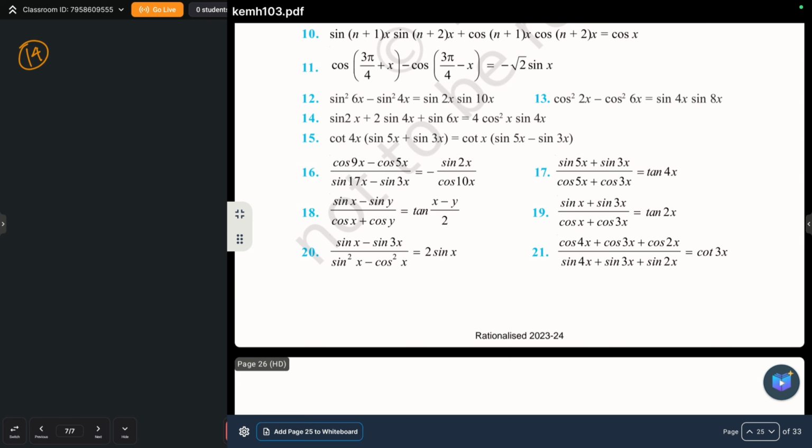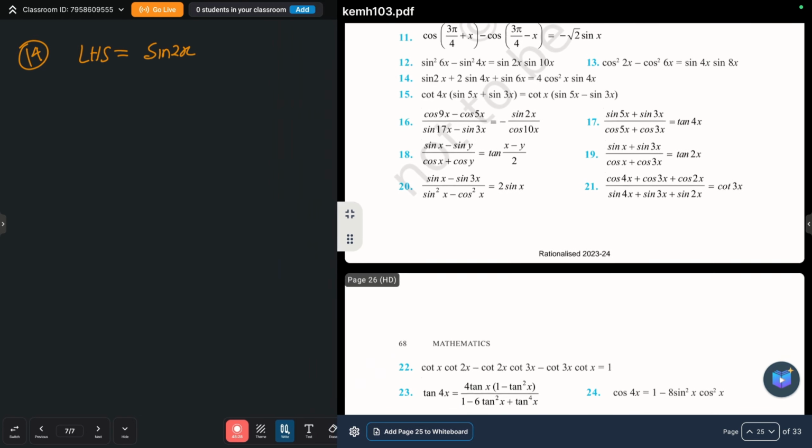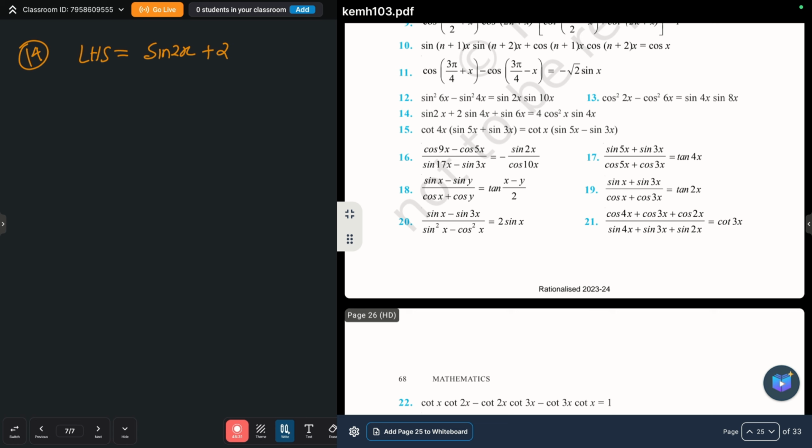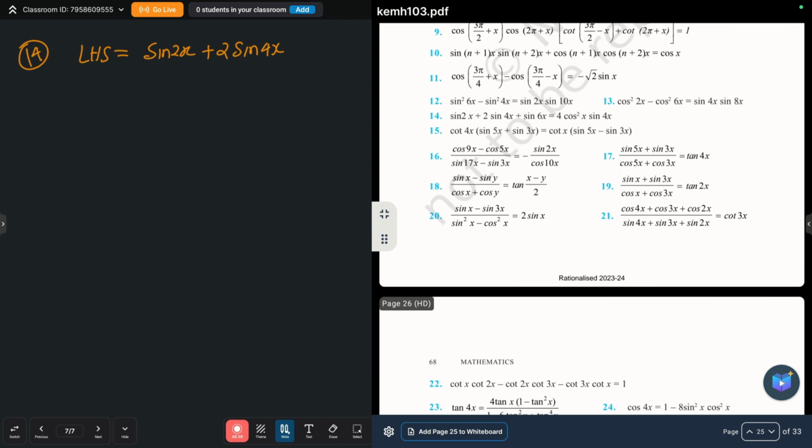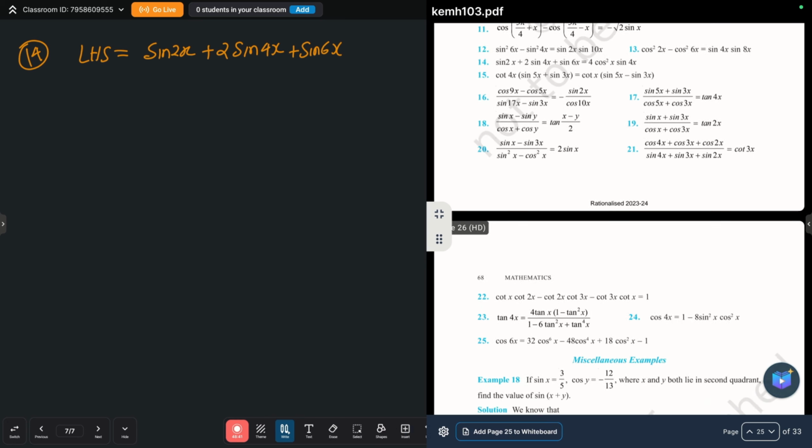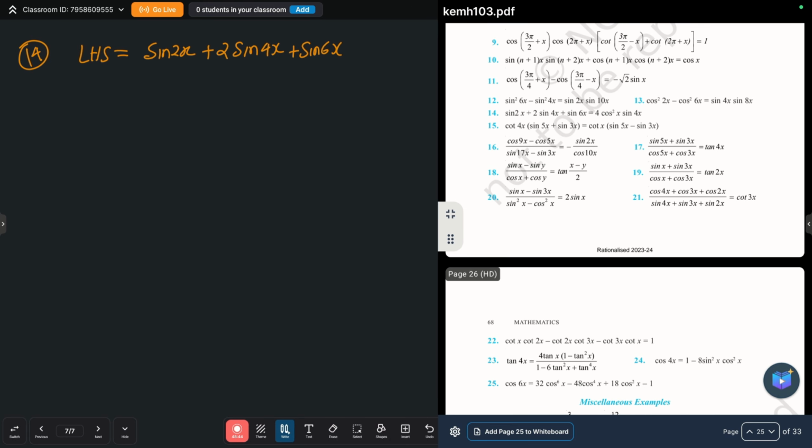LHS is sine 2x, plus 2 sine 4x, plus sine 6x. RHS is 4 cos square x and sine 4x. Now look at the RHS also. I am writing the RHS here: 4 cos square x into sine 4x. Correct?